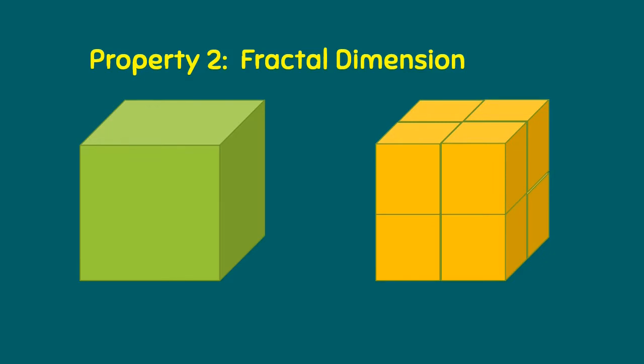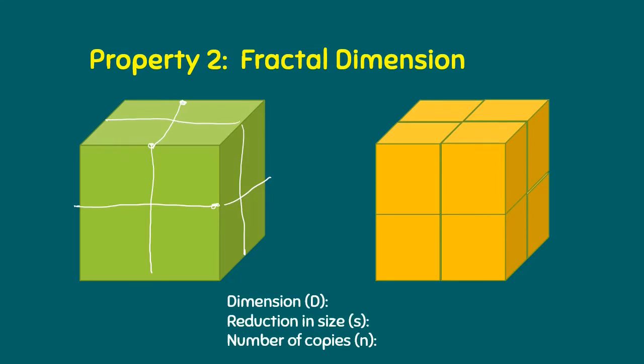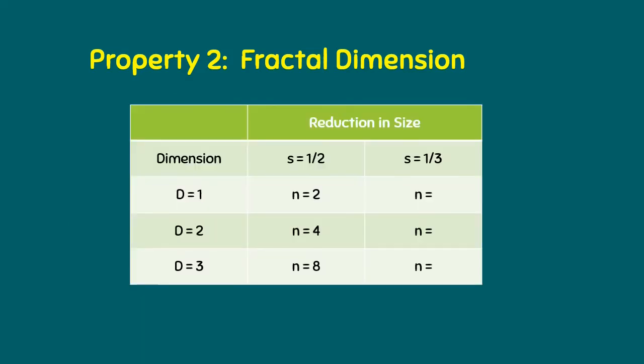Next, let's look at a cube, a three-dimensional object. Similarly, just like in the previous slides, we get the midpoints and then cut the cube along those midpoints. When we do that, we end up with this pattern over here. Our dimension is 3. The reduction in size is again 1/2, because we are always dividing the segments into 2. And how many smaller copies of the original cube did we end up with? We ended up with 8 equal copies.